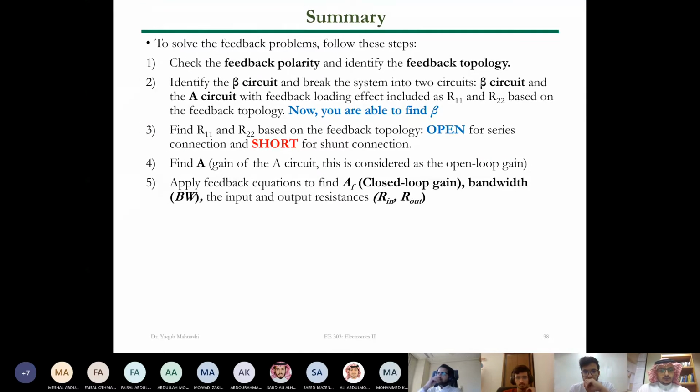So, Doctor, I have one question. Yes. When there is a question that gives a feedback circuit, and it didn't identify whether it's ideal or practical, what do I assume? So the default is practical. Practical. The default is practical. The ideal is a special case. Okay.